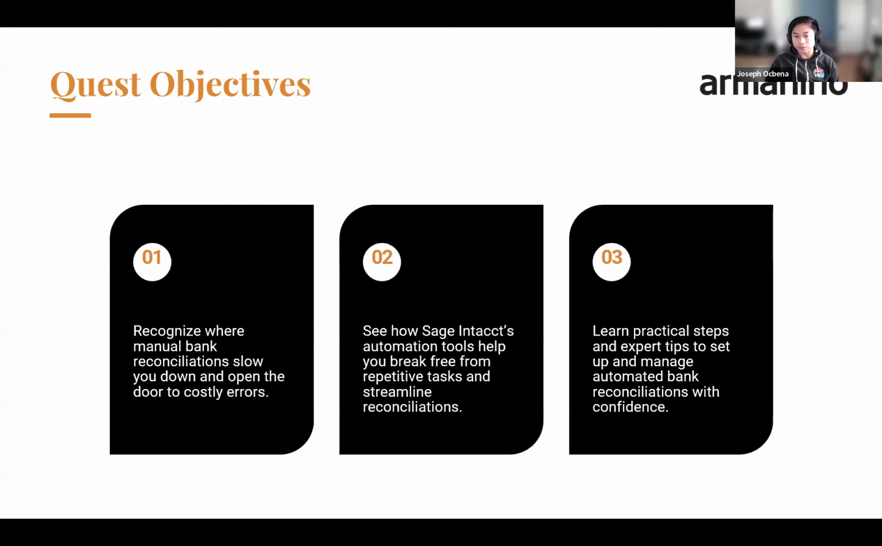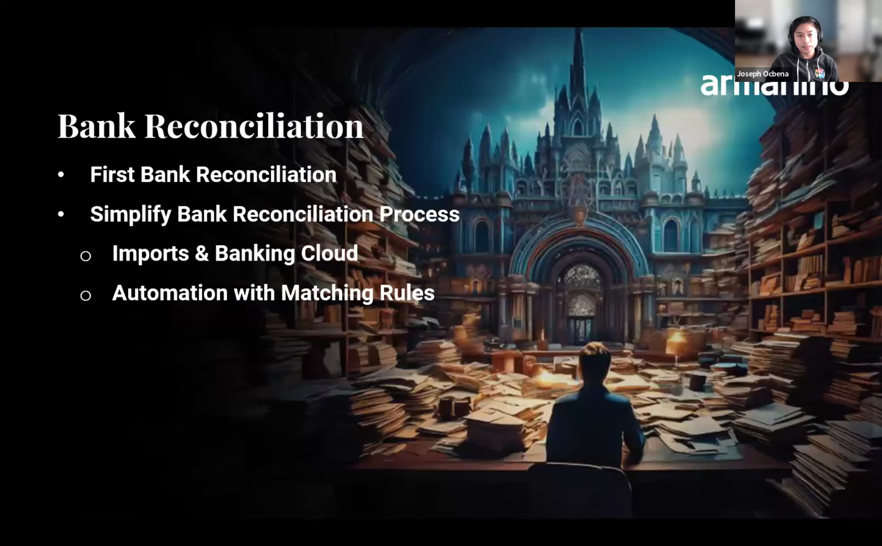There's a couple of ways that we'll show it to you, right? So there's the CSV way or the automated way. And lastly, we'll show you Sage's automation tool with matching rule sets and creation rules to help with your bank reconciliation. All right, so let's go to the next slide.